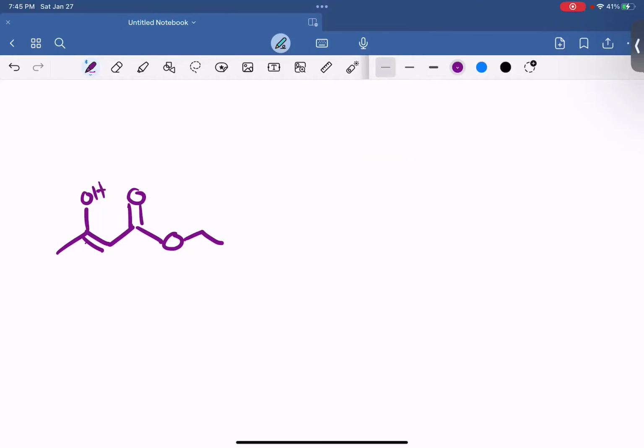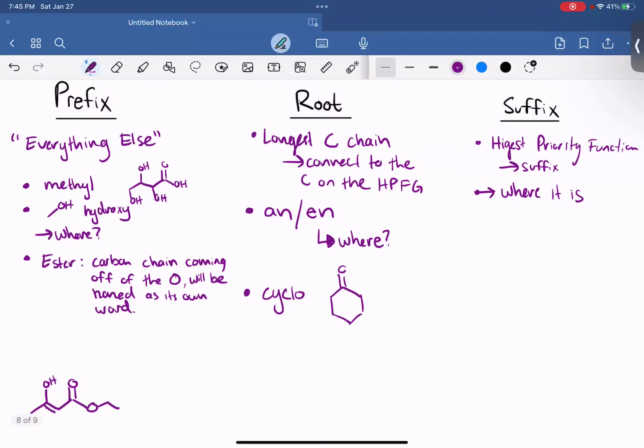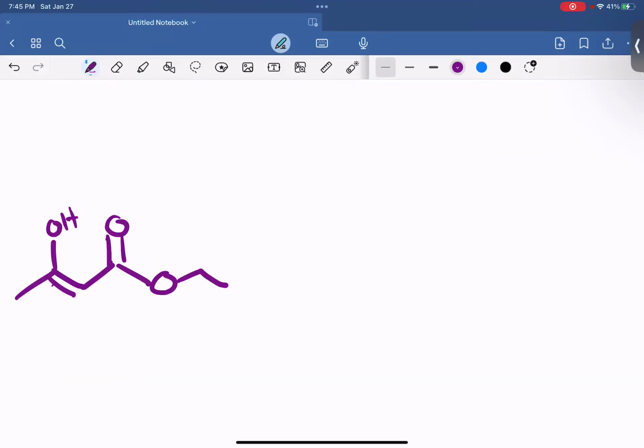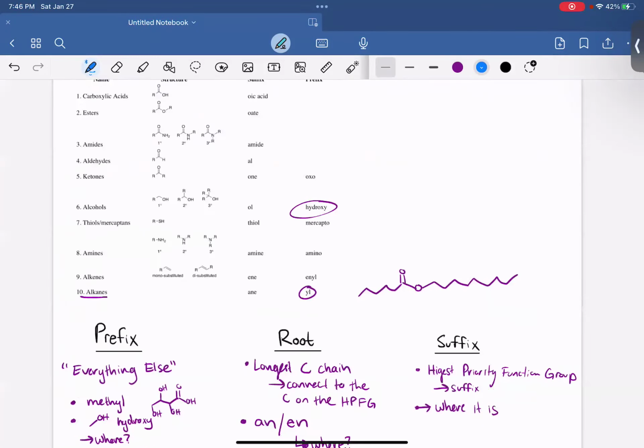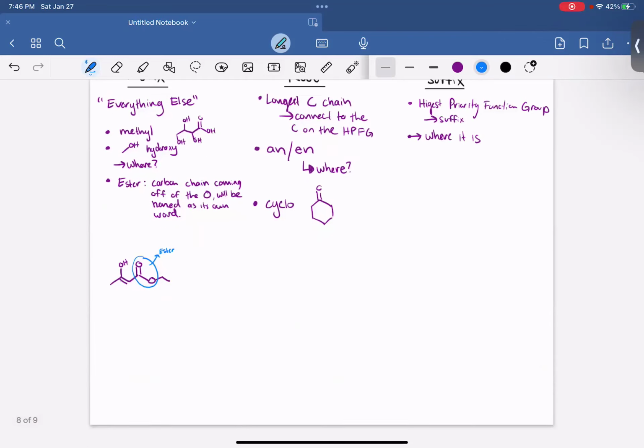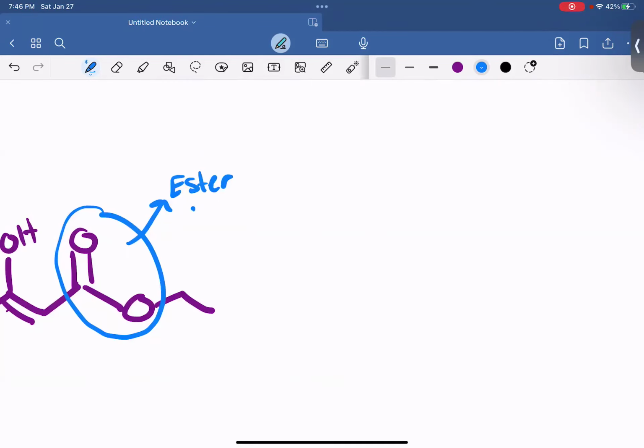So the first thing I want to do is we'll follow my rules up here. I will identify your highest priority functional group. And I'll change colors here. So my highest priority functional group is an ester. So if you go to your naming sheet here, an ester has the suffix of -oate. And what carbon is it on? The 1 carbon.